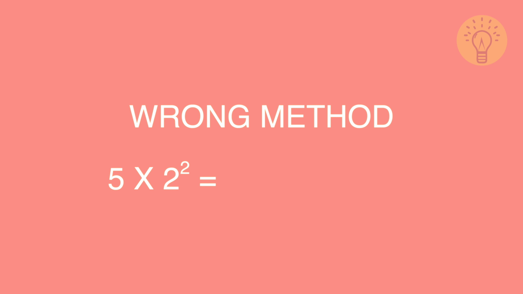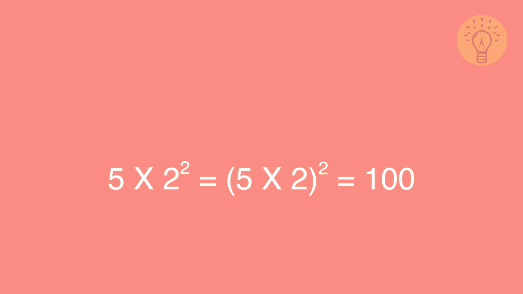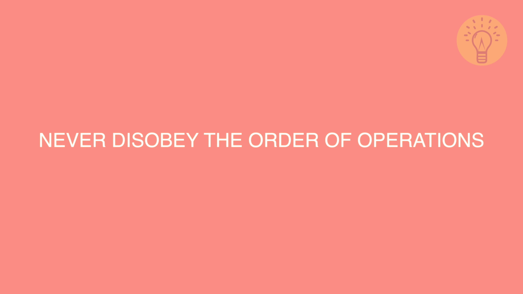Some people make mistakes like this. They go from left to right and they get the answer 100. Silly, right? They did the multiplication first, that is 5 into 2, then squared it. So the answer became 100. You should never do that, because always remember to follow the order of operations. If you understood this concept, let's move on to the next priority.